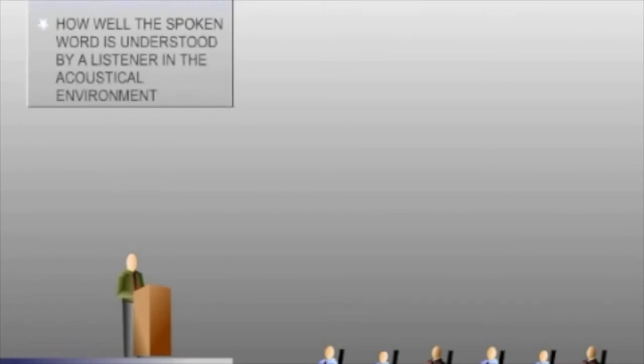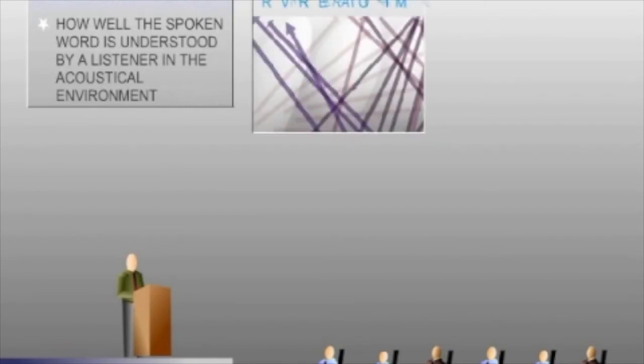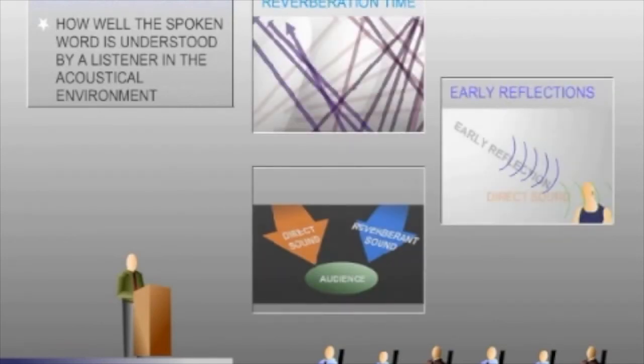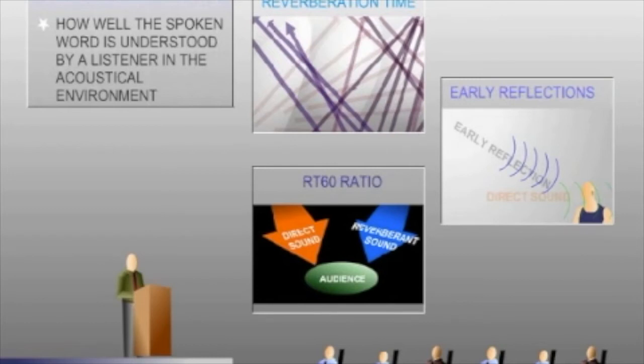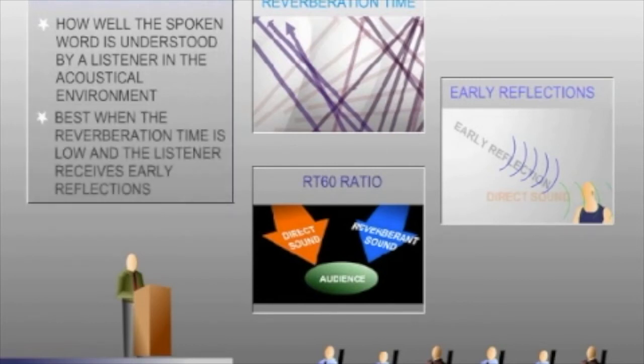Speech intelligibility is how well the spoken word is understood by a listener in the acoustical environment. This is affected by several acoustical conditions in a room, including reverberation time, the amount of early reflections, and the ratio of direct to reverberant sound. Speech intelligibility is best when the reverberation time is low and the listener receives early reflections.